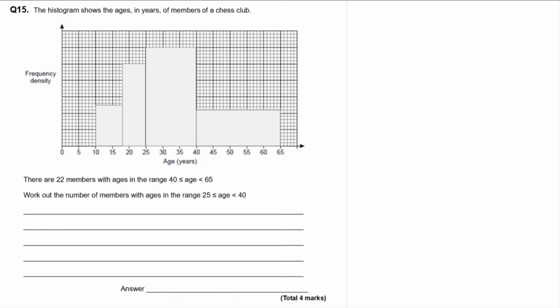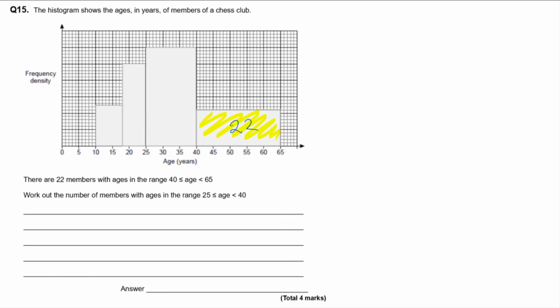Question 15. The histogram shows the ages in years of members of a chess club. There are 22 members with ages in the range of 40 to 65. Work out the number of members with ages in the range of 25 to 40. So there are 22 members in the range from 40 to 65. That's that last bar on the end here, isn't it? That's 40 to 65. So there must be 22 people in here.